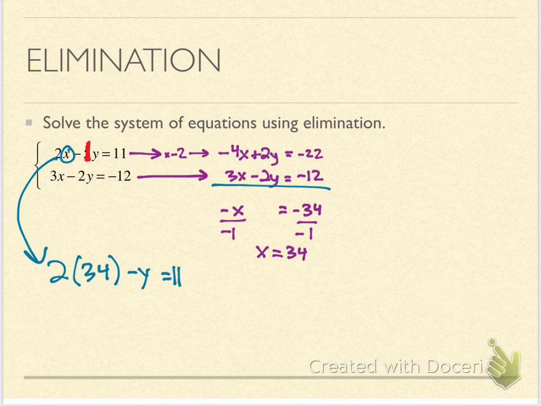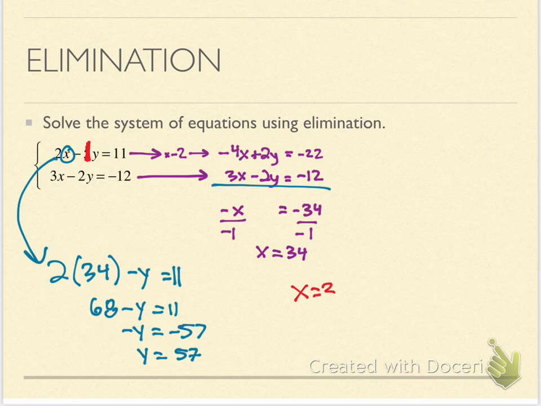And now I've got to solve this equation for y. So 2 times 34 is 68 minus y equals 11. I can subtract that 68 to move that over, and then again divide both sides by -1 to get my answer for y. So we have x equals 34 and y equals 57. I'm going to write that final answer here in red.